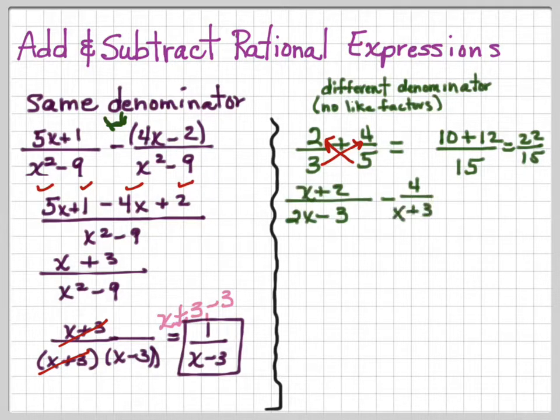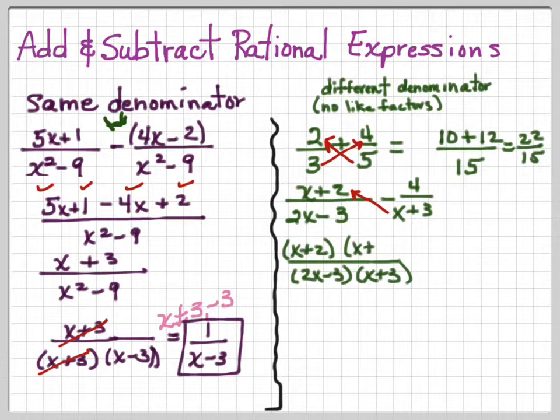So doing this problem, (x plus 2) over (2x minus 3) minus 4 over (x plus 3), my common denominator is going to be (2x minus 3) times (x plus 3). There's no common factors there. And I'm going to have to multiply (x plus 3) times (x plus 2). And I'm going to have to multiply and subtract 4 times (2x minus 3). I'm going to go ahead and just put that over the same denominator to save some space here.